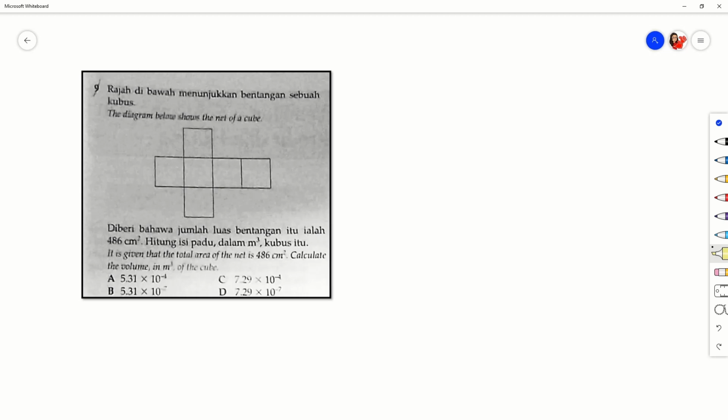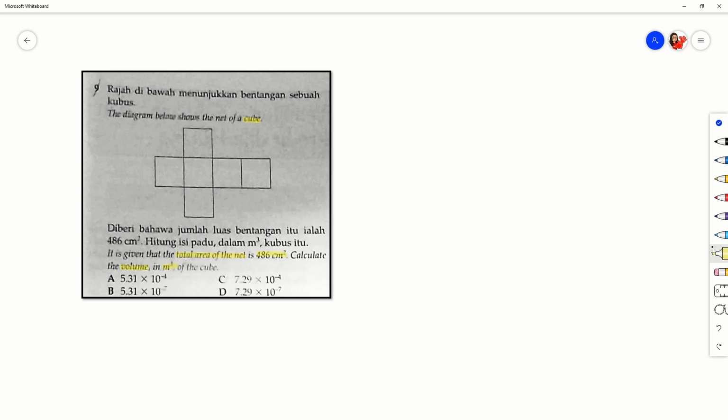Now, here they've given us the net drawing of a cube. Another piece of information given is the total area of the net, which is 486 square centimeters. And what they want us to find is the volume in cubic meters.